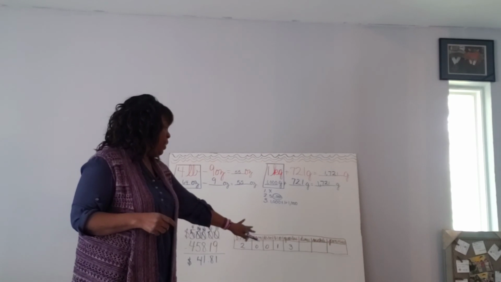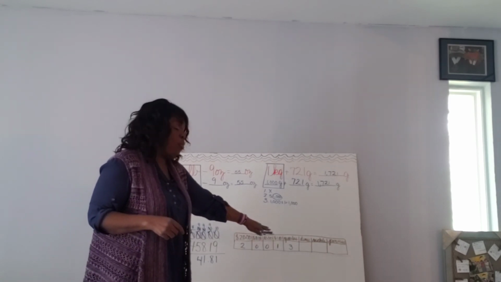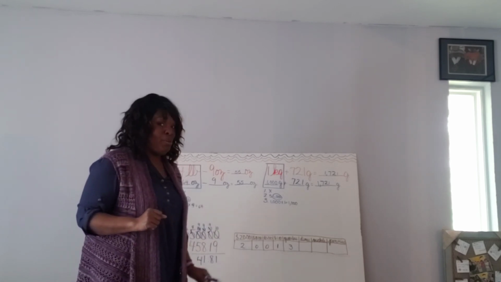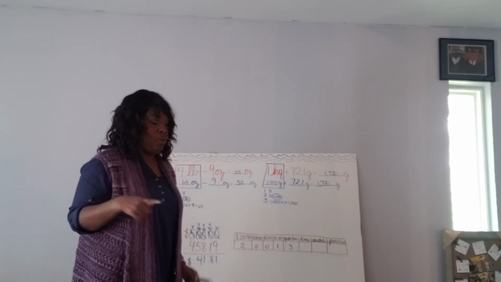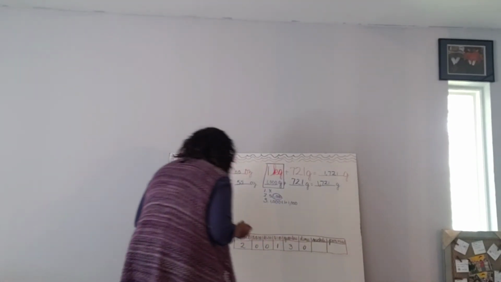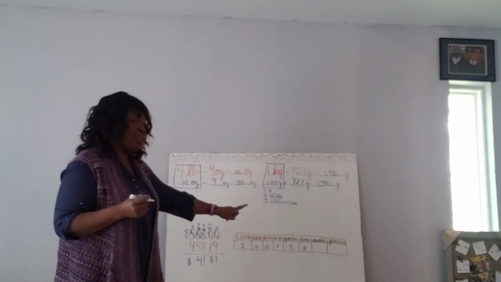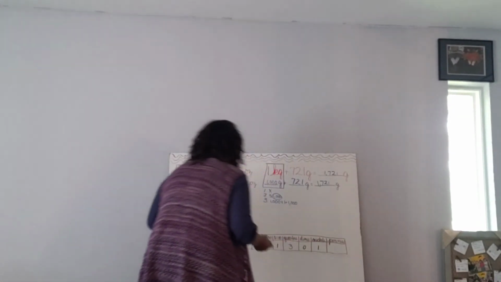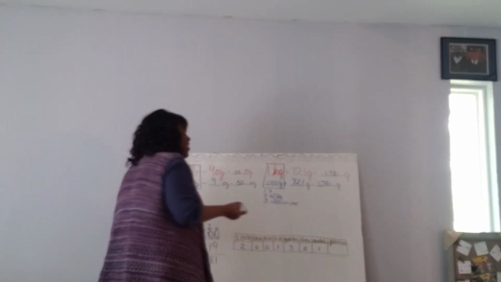Right, we can't use dimes, because if we have 3 quarters, what are they? 75, and 1 dime would make it 85, but it's only 81. So no dimes. How many nickels? So we would use 1 nickel, because that would get us to 80, which means how many pennies now? Very good, just 1 penny.